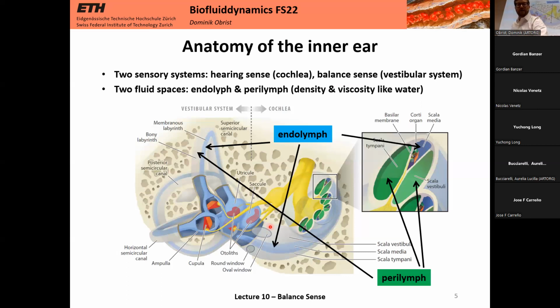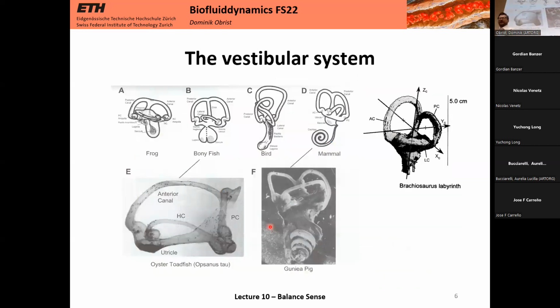The whole inner ear, including the vestibular system, is quite an interesting thing also in terms of evolution. You can find this system in essentially all vertebrates. You can find them as far back as dinosaurs. Here on the right, you have the labyrinth of Brachiosaurus, quite large, 5 centimeters large.